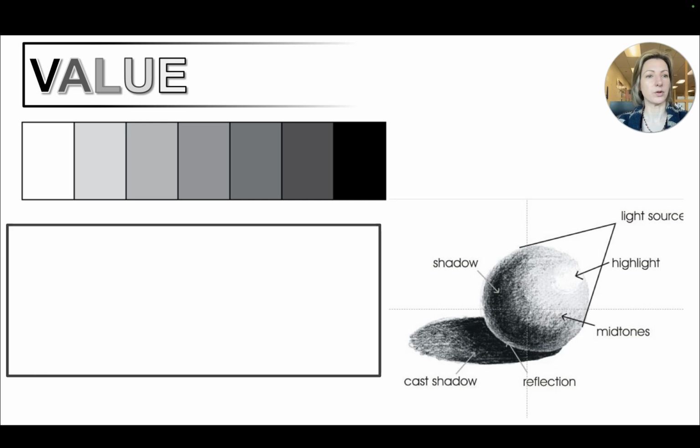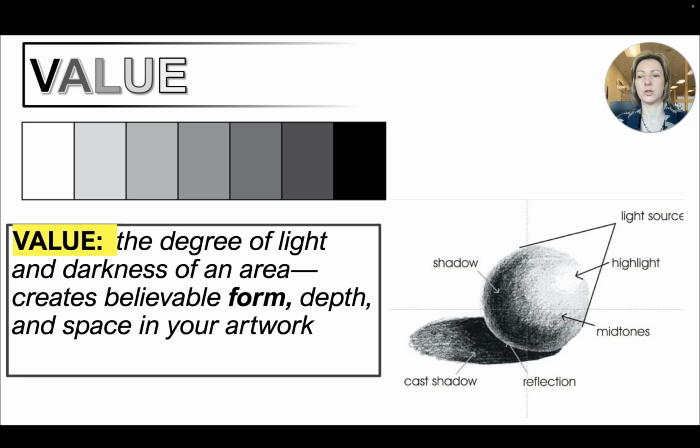Our second most important thing is value. You want at least 5 different values in your drawing to create believable form. And a lot of people hang out in those middle values when you draw. So you really want to stretch yourself and get that wide range. So remember, it's the degree of light and darkness of an area. It creates a believable form, depth, and space in your artwork.